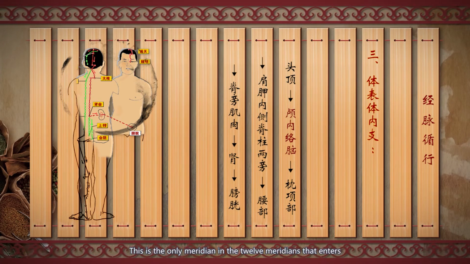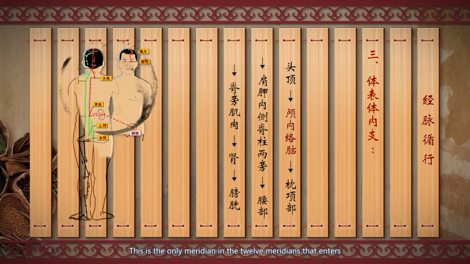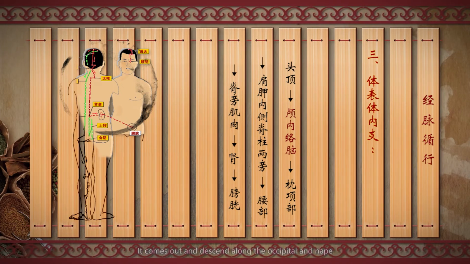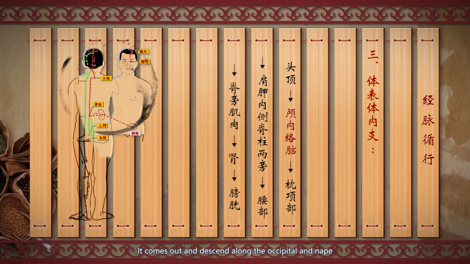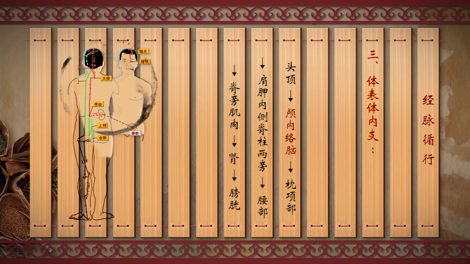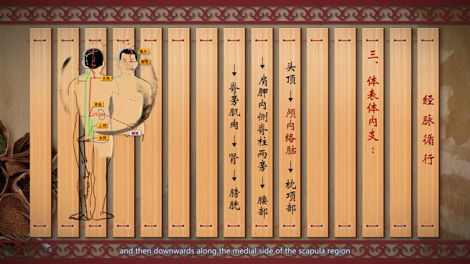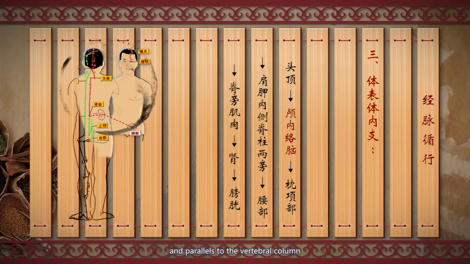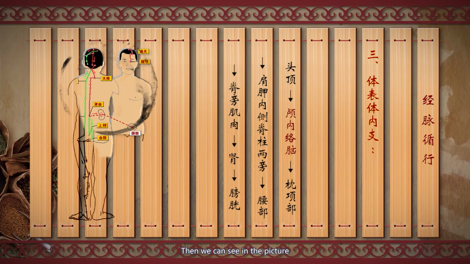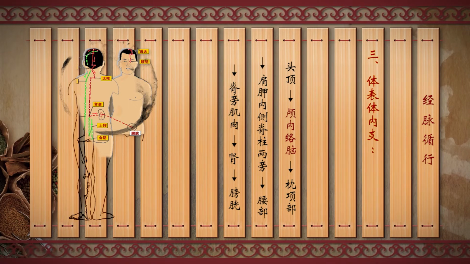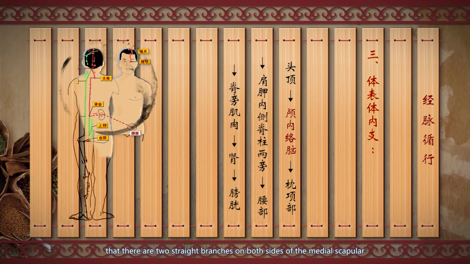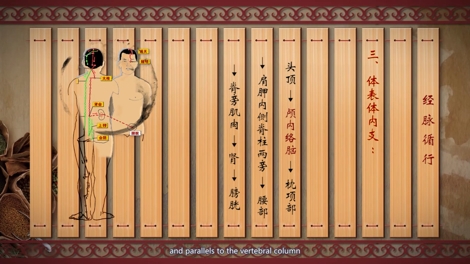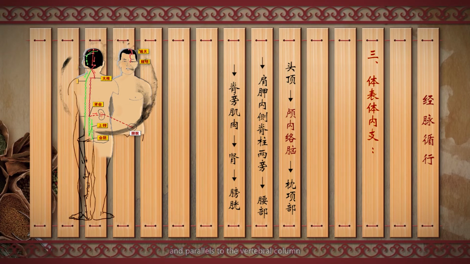This is the only meridian among the 12 meridians that enters and communicates with the brain. It comes out and descends along the occipital and the nape, and then downwards along the medial side of the scapular region, and parallel to the vertebral column. Then we can see in the picture that there are two straight branches on both sides of the medial scapula, parallel to the vertebral column.